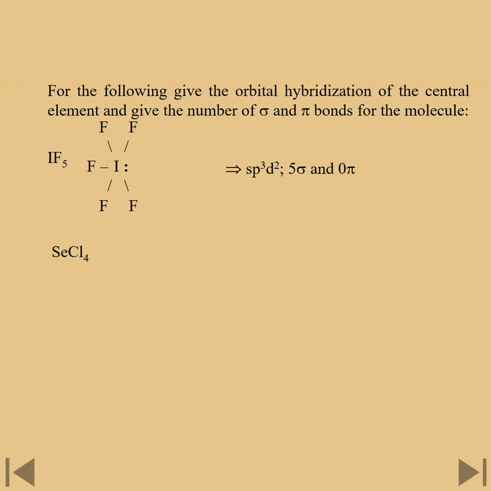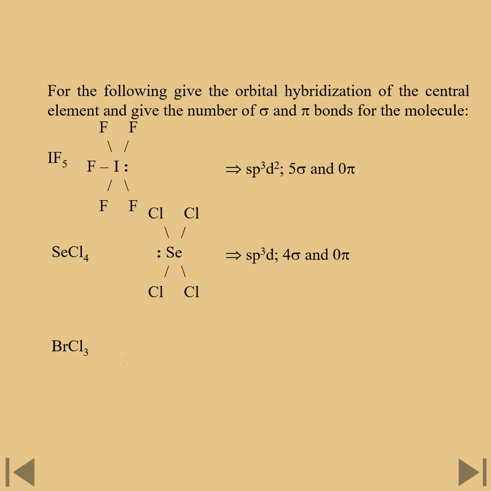And selenium tetrachloride, selenium is a central element. To accommodate the bonds to 4 chlorines, I need to break open 1 of those non-bonded pairs. Here I can count 1, 2, 3, 4, 5 regions of electrons around the central element, so that takes the mixing of 5 orbitals. So first is an s, then a p, then a p, then a p. That's it for the p, so on to the d's. So sp3d, and 4 single bonds, or 4 sigmas.